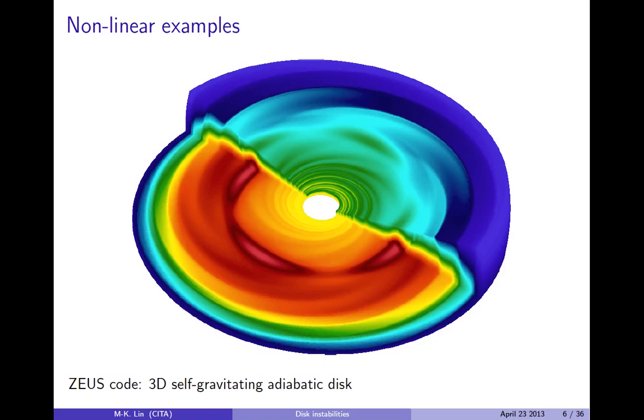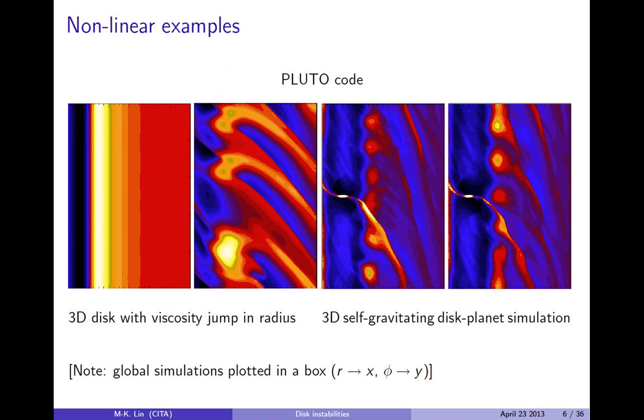Now you can also put in some kind of mechanism to form these localized structures in the first place. For example, here are two simulations done with the Pluto code. Both of these are three-dimensional disks. On the left pair of plots, I've chosen a viscosity profile such that the inner disk has high viscosity, while the outer disk has low viscosity. Because there's a viscosity difference across this boundary, there will be mass buildup around that boundary, and this boundary region becomes Rossby unstable to vortex formation.